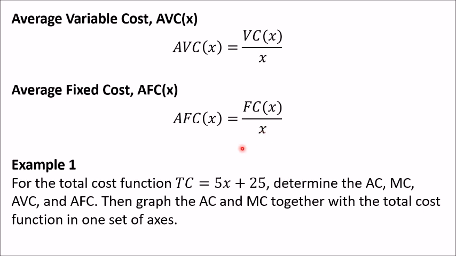Now, we have here example number 1 to understand better all of these concepts. For the total cost function, TC equals 5x plus 25. Determine the AC, MC, AVC, and AFC. Then graph the AC and MC together with the total cost function in one set of axes. Yung ating total cost function, 5x plus 25. In this equation, itong 25 dito, ito yung tinatawag natin na fixed cost. And then yung 5x, yan yung ating variable cost.